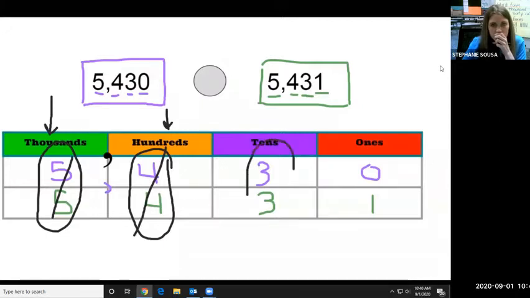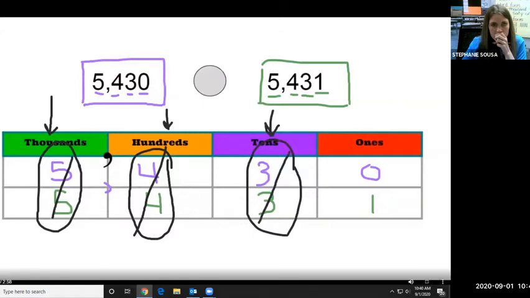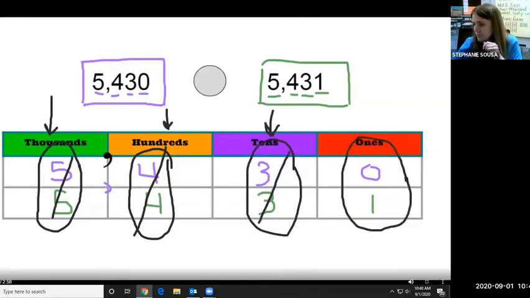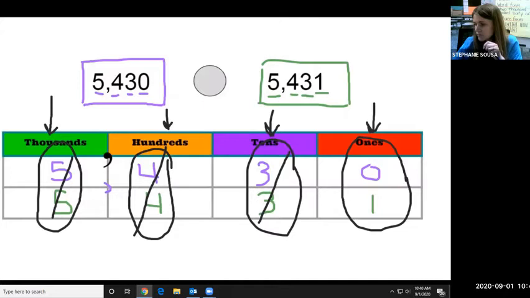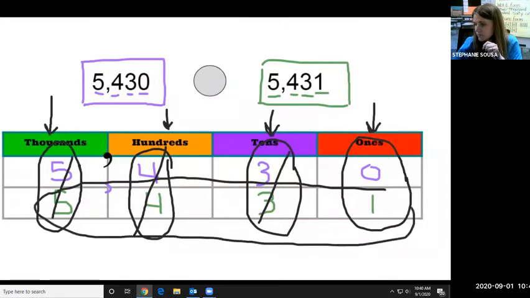So we're going to go on to our tens place. You can see that again, these numbers are the same. We're going to keep going until we find a set of numbers that are different. So here we find it in our ones place this time. We can see that the first number has 0 ones and the second number has 1 one. It's not a lot different, but it's enough to tell us that this green number is a larger number than the purple number.